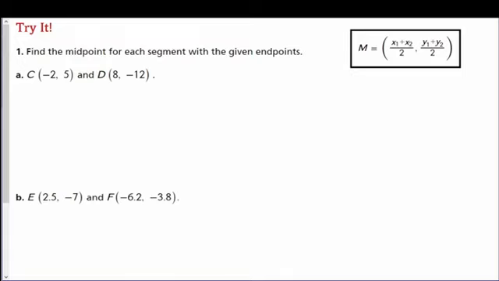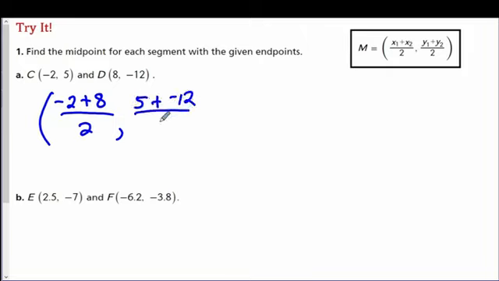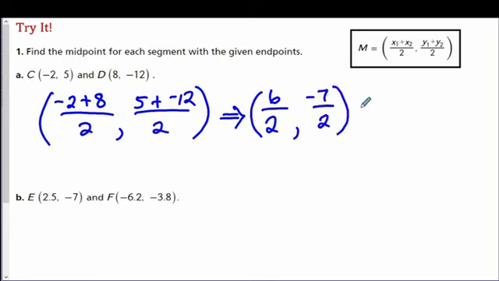All right, so finding the halfway point between points C and D, I'm going to average the x values and I'm going to average the y values. So my x coordinate is going to be -2 plus 8 divided by 2, and my y coordinate is going to be 5 plus -12 divided by 2. This gives me 6 divided by 2 and -7 divided by 2, which is the point (3, -3.5). There's our midpoint. Hopefully you got that one right.